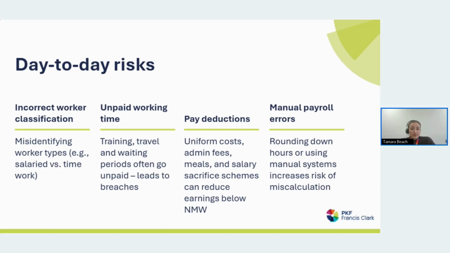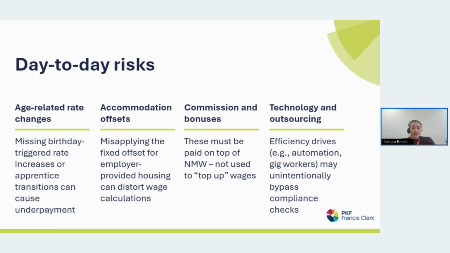Manual payroll errors, so maybe rounding down hours or using manual systems. These can all increase the risk of miscalculation. Next slide here, we've got age-related changes. So maybe missing birthdays that could trigger a rate increase, or maybe apprentice transitions. These can all result in underpayment with regards to the national minimum wage rules.